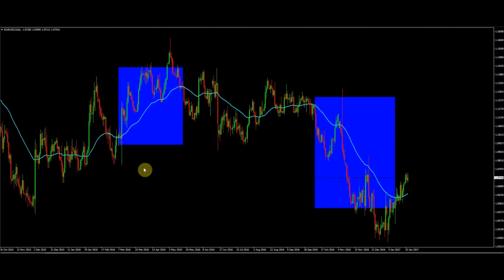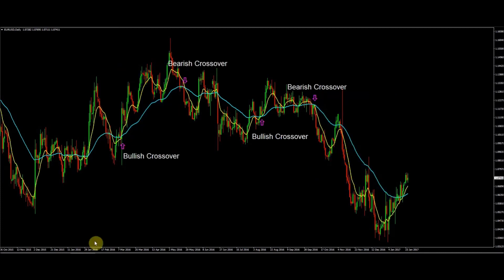Let's see some examples. We are using one more time the 50 exponential moving average, and we can notice how it indicates an uptrend when it is rising. As well, price is going higher. On the other hand, prices are going lower when the 50 exponential moving average is falling. Simple as that.